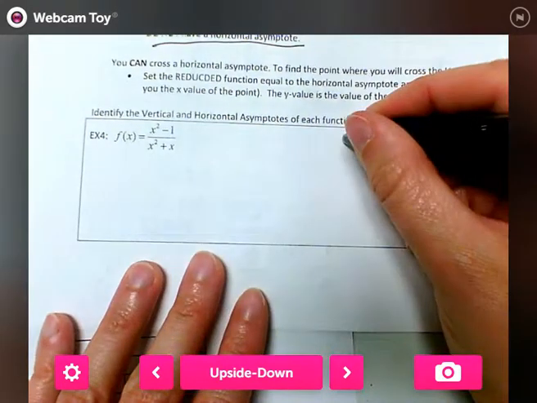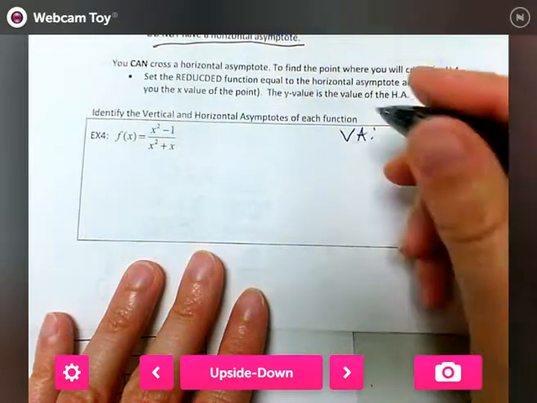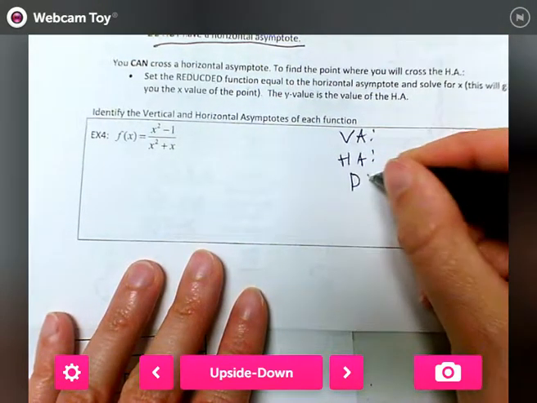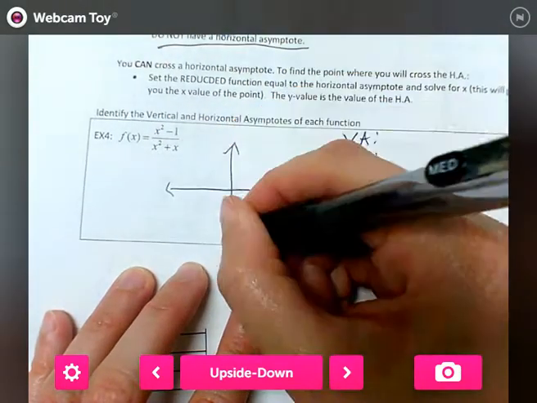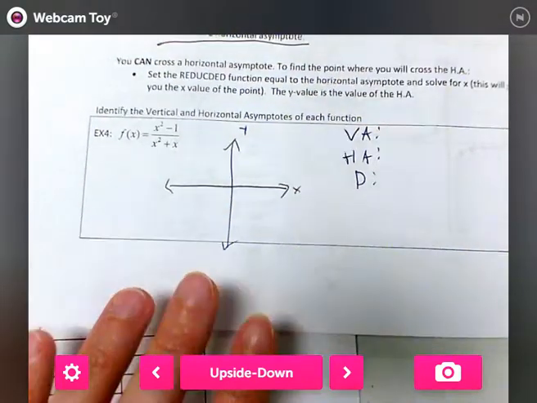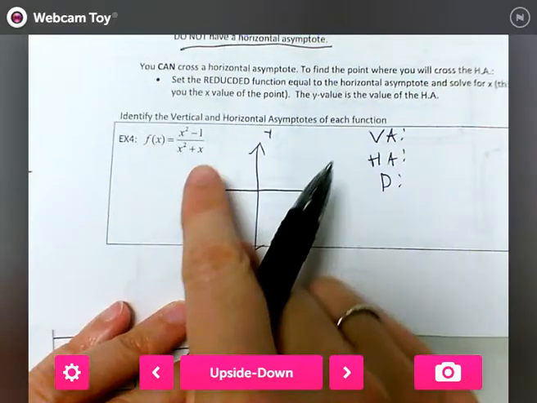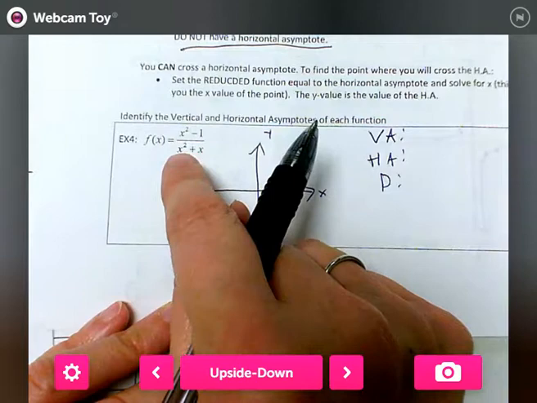We're going to find the vertical asymptote, VA. We're going to find the horizontal asymptote, HA. We're going to find the domain, and we're going to do a quick little sketch of a graph, where this is the x-axis and y-axis. Okay, so we're going to do all of that. First thing I'm going to have to do is I need to put this in the simplest form. That means I have to factor them.